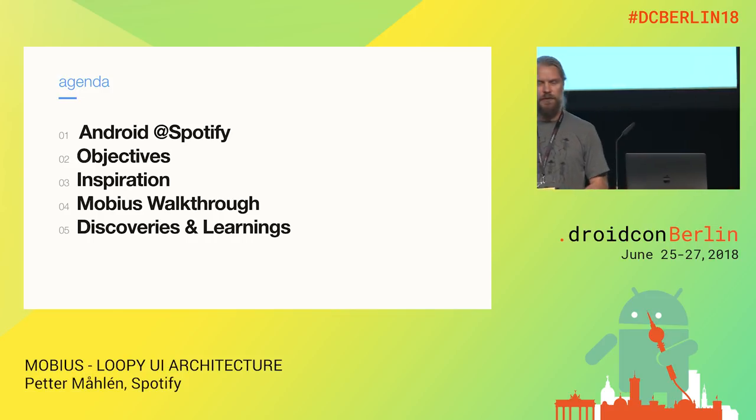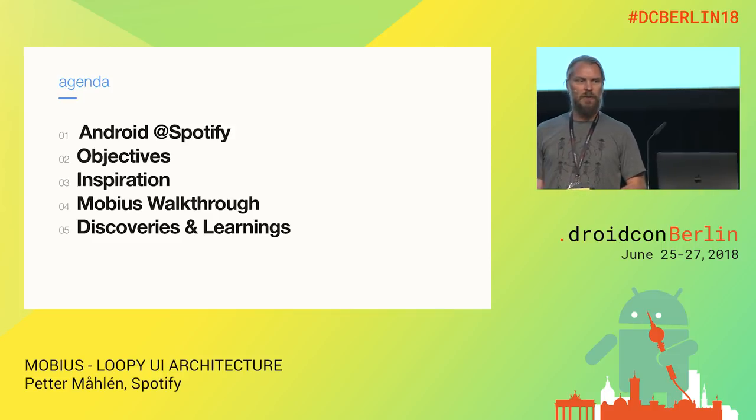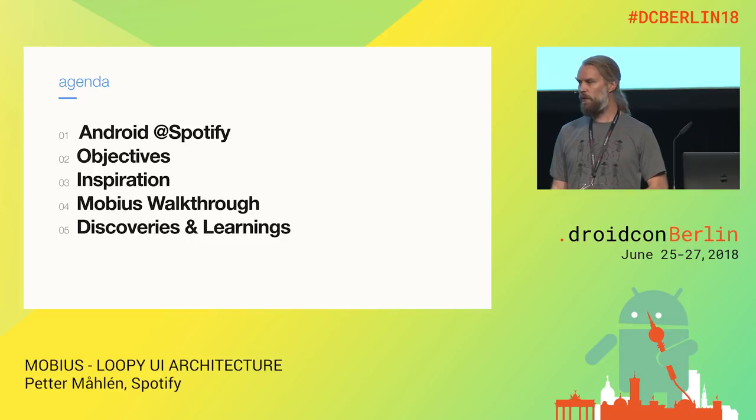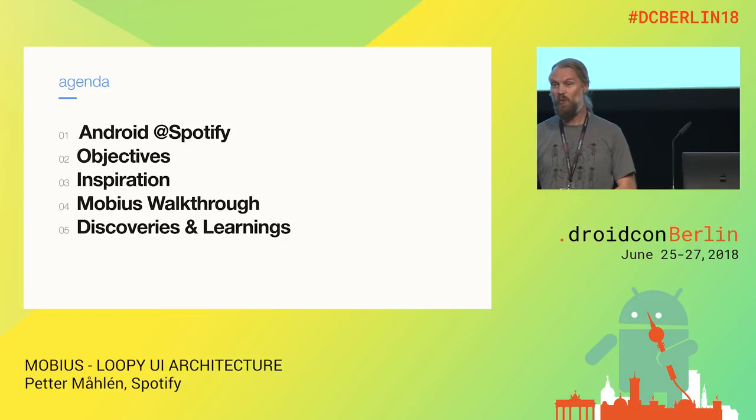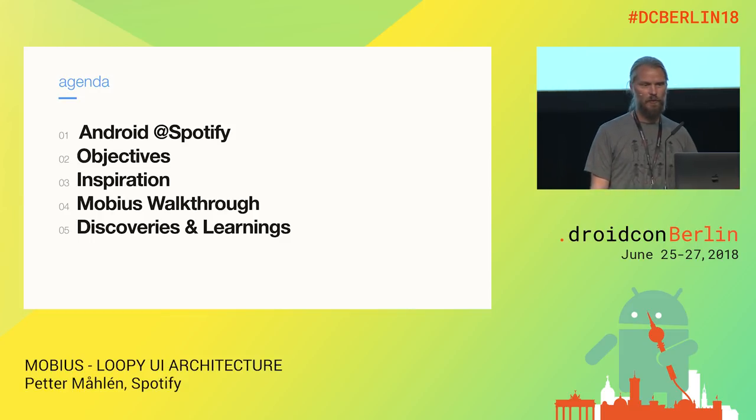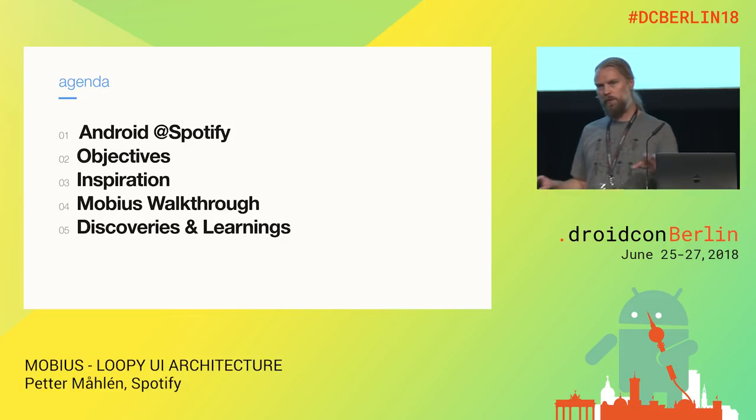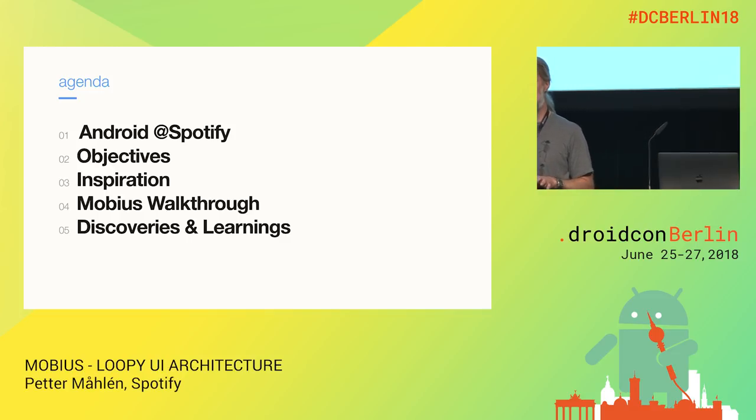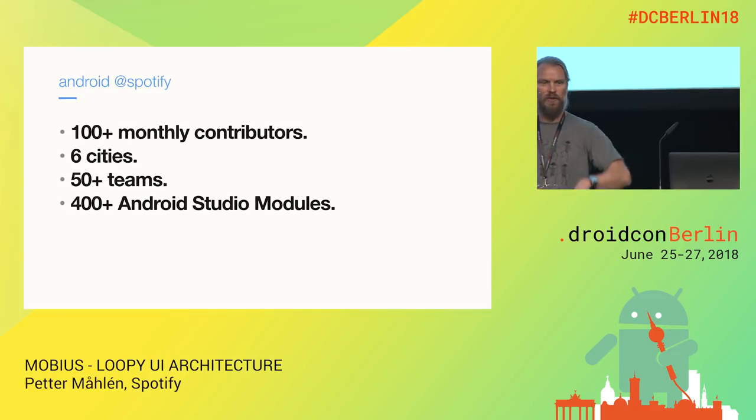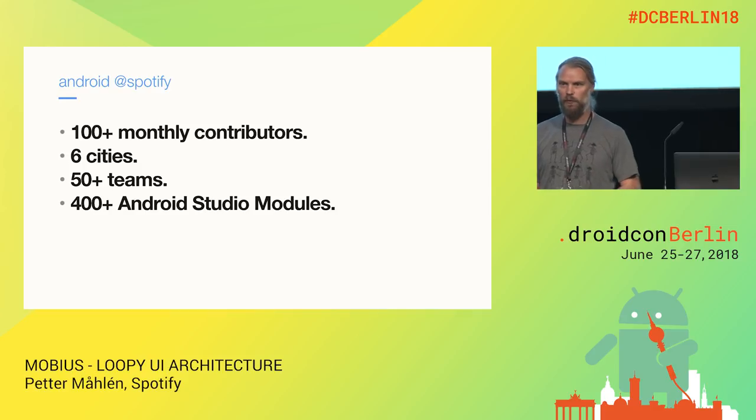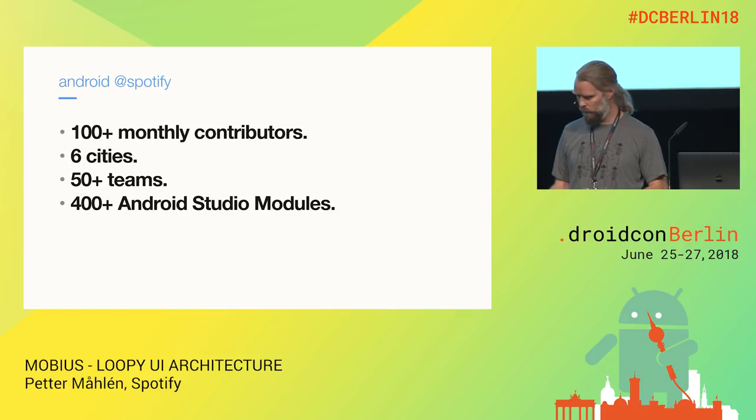So, the things we're going to cover today. First, a little bit about Android at Spotify to set the stage: why did we design this framework and what are the problems we want to solve, so the objectives. Some information about the inspiration we had, like what else did we look at? We didn't invent this out of the blue. And then the meat of the presentation is this walkthrough of Mobius with code. And then summing up with some of the things we've learned.